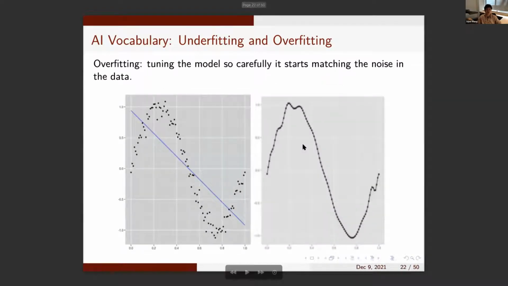Overfitting is the other way around. We tune the model so carefully that it starts matching the noise in the data. Suppose this is my data, and it looks like a sine function. But if I just connect each pair of dots, we will have this very unsmooth curve. That's an example of overfitting. A better one probably will be just a sine curve. That's a good balance between finding the trend and guarding against the noise.